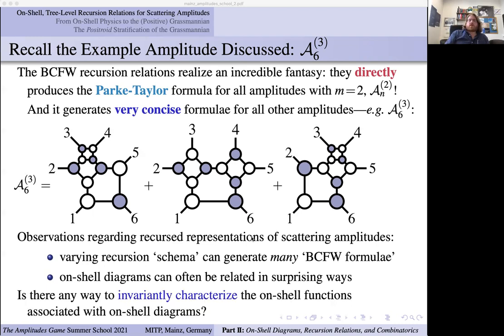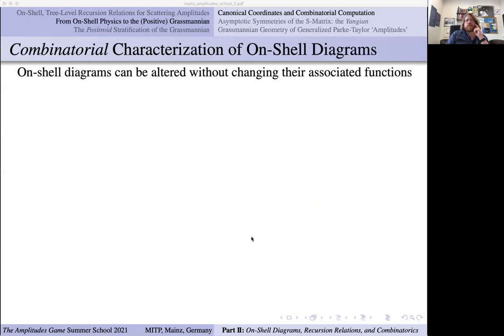And I raised the question of whether there was a way to invariantly characterize the on-shell functions associated with these diagrams. And we'll see, in a moment, that the answer is yes. And in fact, it was known independently of the physics community by mathematicians. And if only we had read the right literature, we would have skipped over several years of confusion through the wilderness.